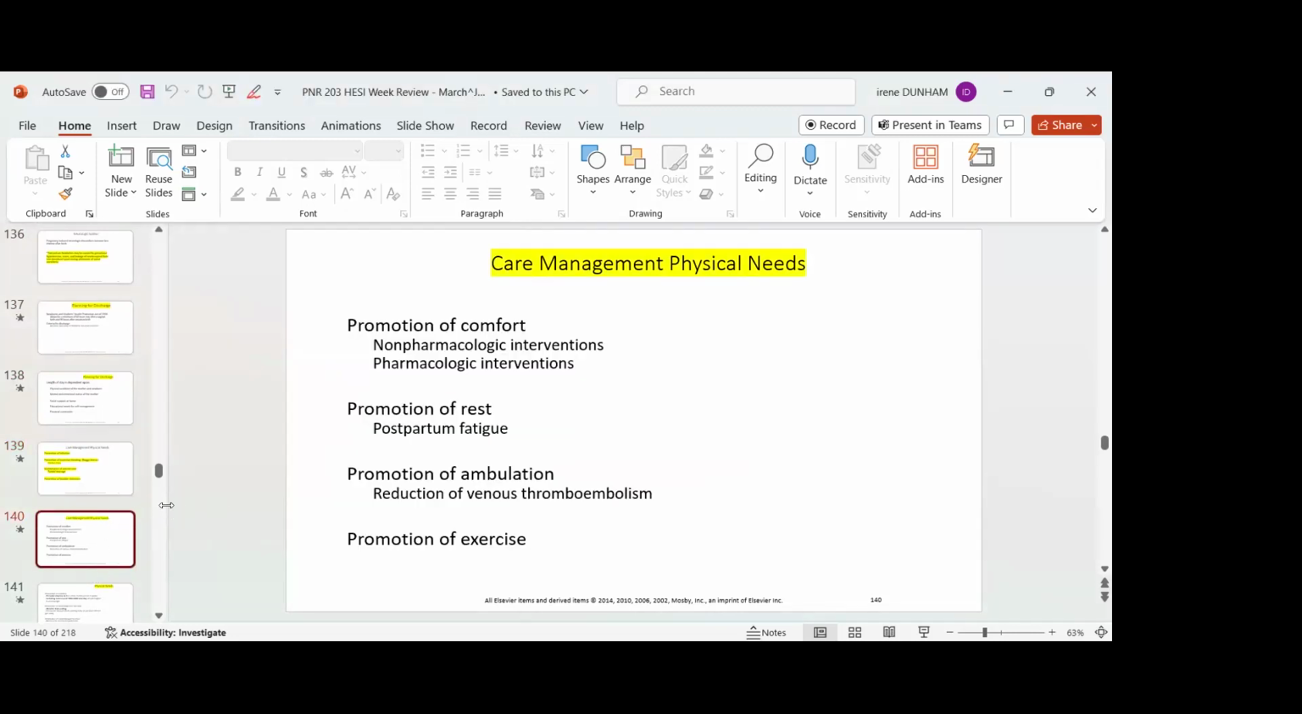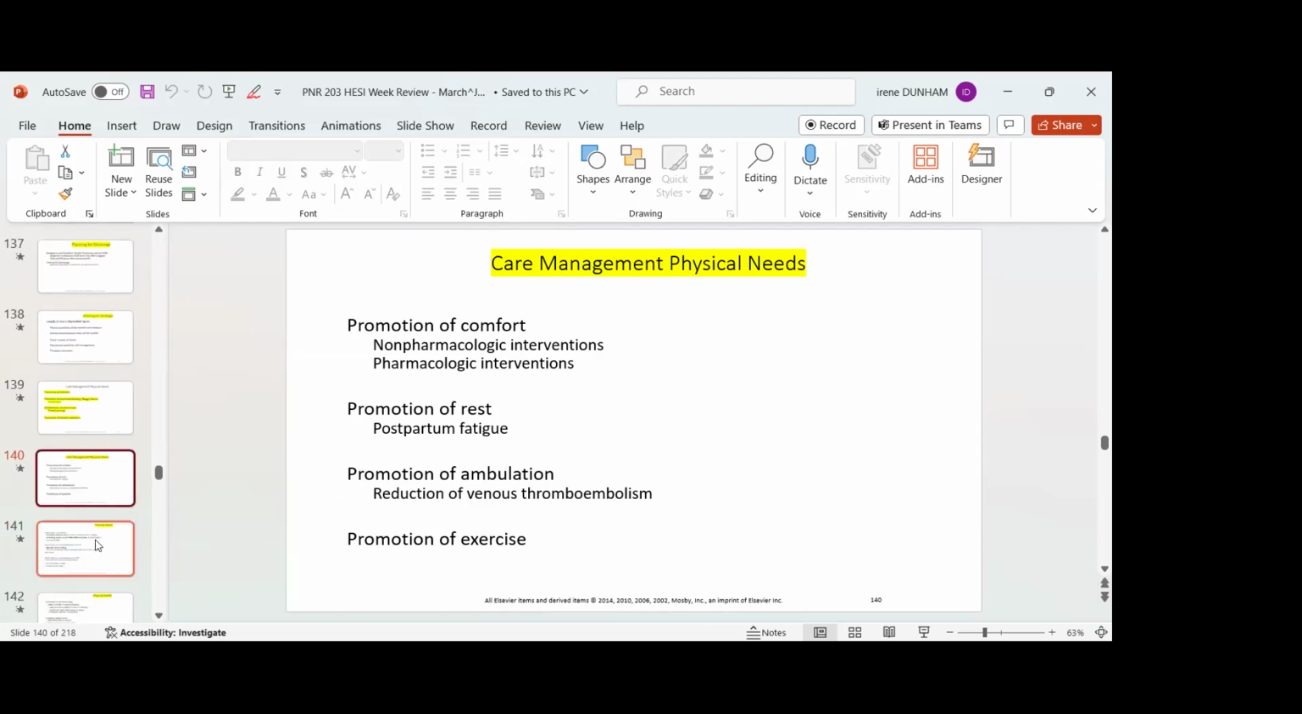We want to promote comfort. If she needs some pharmacological interventions, we want to make sure she gets them, and that she doesn't get fatigued. Make sure she gets all the information she needs when going home. Make sure that she knows how to take care of a baby. Make sure that she walks around in order that we prevent venous thromboemboli, such as a DVT, which she can have very easily. And so we want to make sure she ambulates. That's always a good question on HESI.